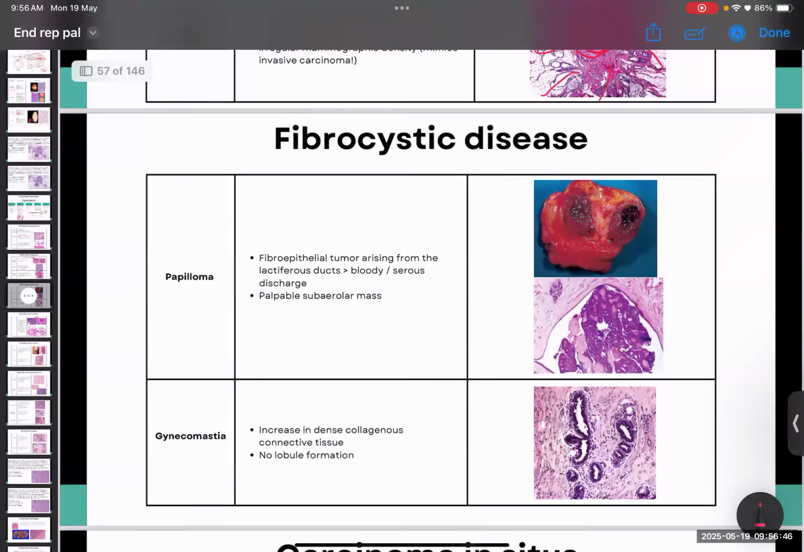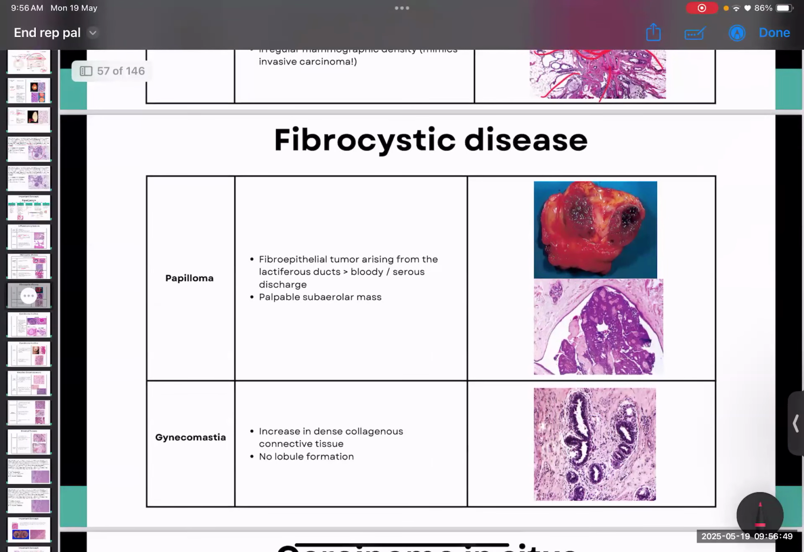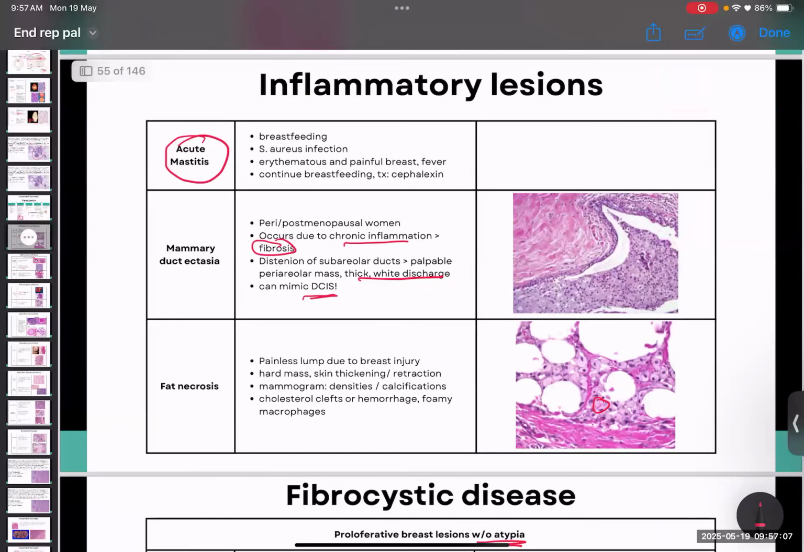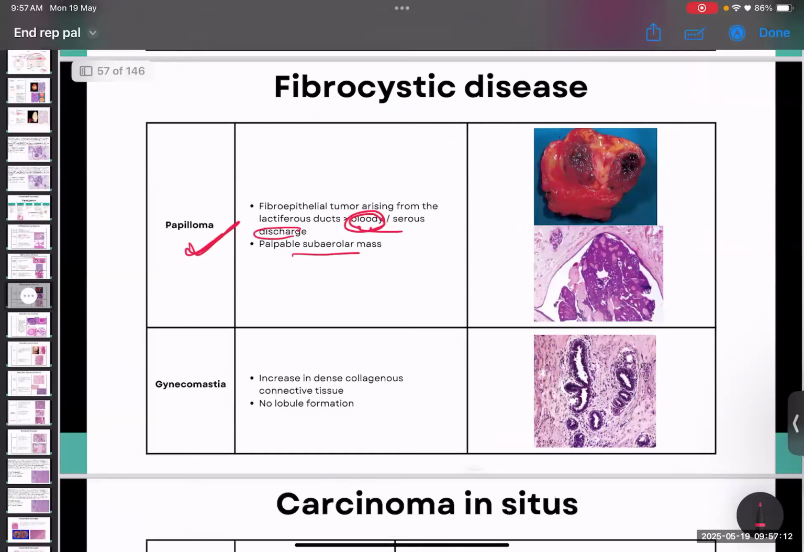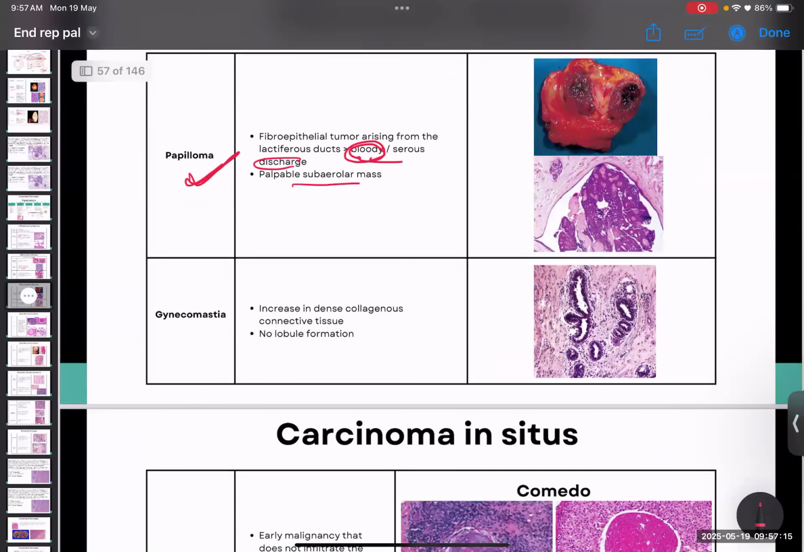Moving on to papillomas. Papillomas are fibroepithelial tumors, so they'll usually be seen with bloody or serous discharge, but most often it's going to be bloody discharge. So if a patient tells you that she's having bloody discharge, it's definitely papilloma, and she's going to have a palpable subareolar mass. The way you differentiate papilloma from mammary duct ectasia is that mammary duct ectasia has thick white discharge, whereas papillomas have bloody or serous discharge. Gynecomastia is just an increase in the collagenous tissue inside the breast in response to prolactin or progesterone. However, there's no lobule formation.